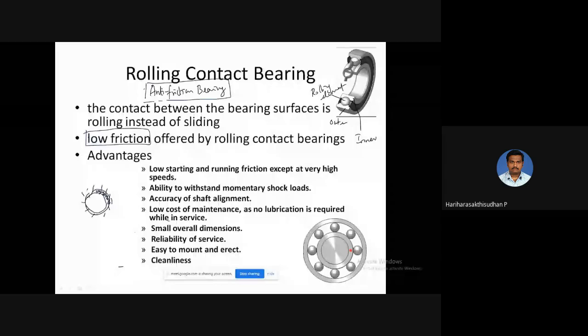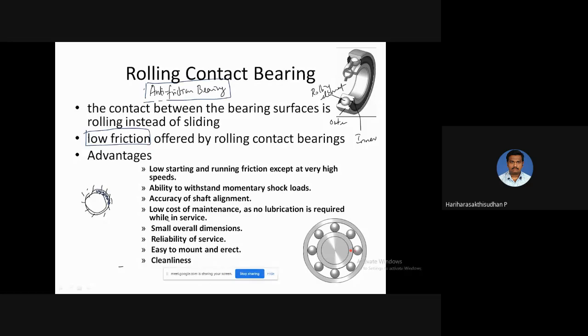And overall dimension also, even the smallest sized bearings are also available, and reliability will be very high. And it is easy to mount in any machine frames, and also it is clean. How is it clean? Because you don't use much lubricant.